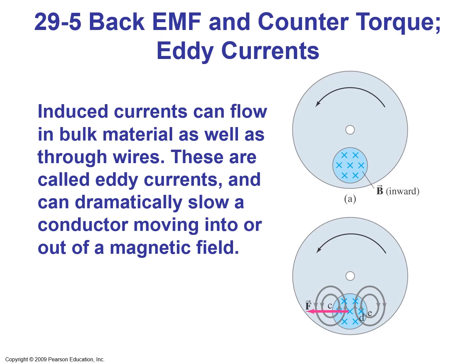Induced currents can flow in bulk material as well as through wires. These are called eddy currents and can dramatically slow a conductor moving into or out of a magnetic field.